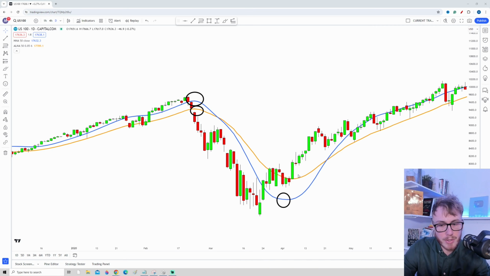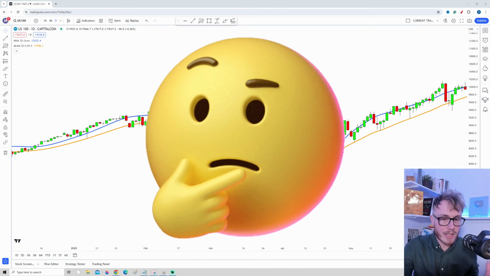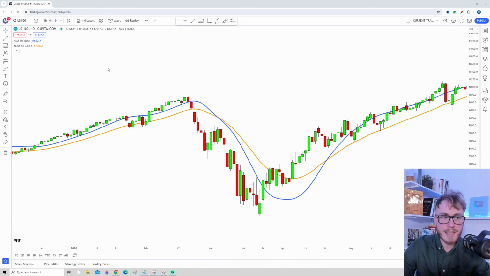But here at the bottom, you can also see that we have quite some difference, both on the time scale, but also on the vertical axis as well. So now you might think, isn't the HMA a better moving average because it reacts faster? For example, it predicted the crash here earlier compared to the other moving average. And it also predicted the reversal here earlier compared to the ALMA.